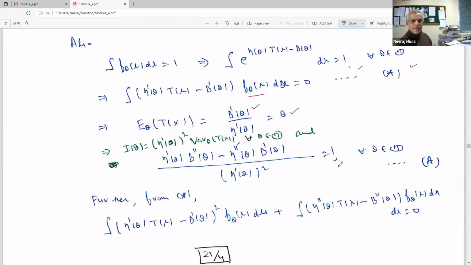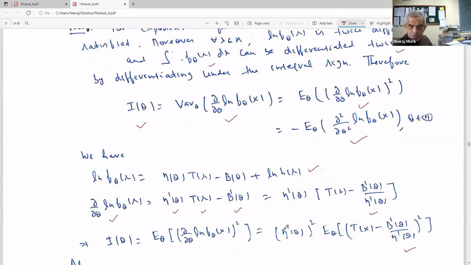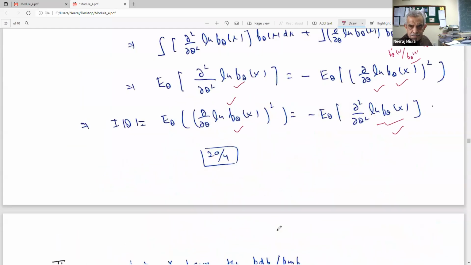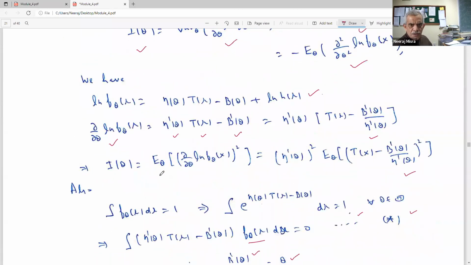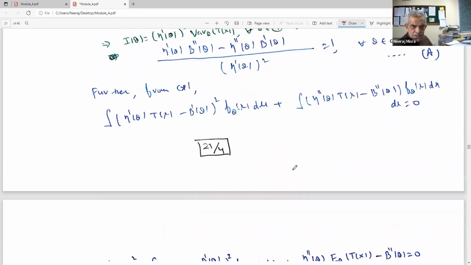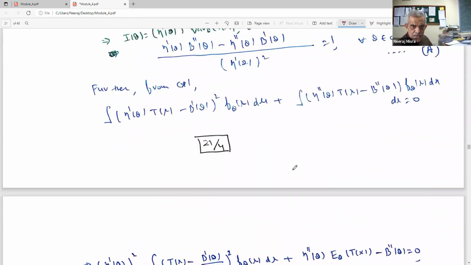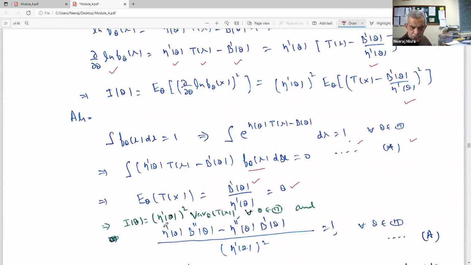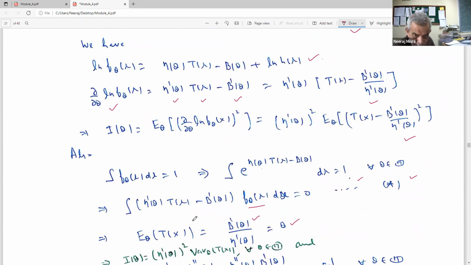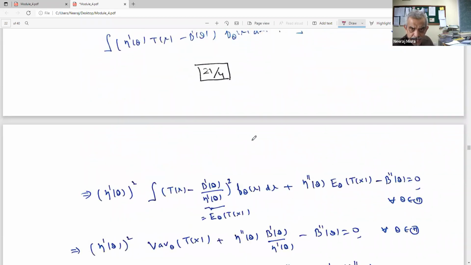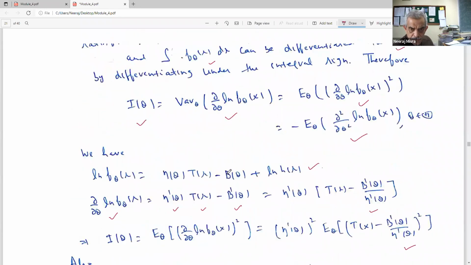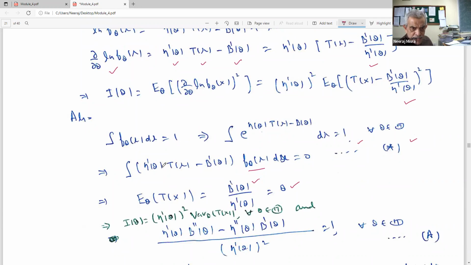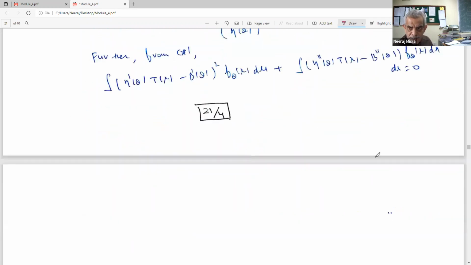So now I see from star that the integral of (η'(θ)T(x) − b'(θ)) f_θ(x) is 0. So I differentiate this quantity star once more, because the derivative would again be 0. When I differentiate, I keep this as it is and differentiate the other. f_θ(x) comes, and then η'(θ)T(x) − b'(θ) comes, so that comes as this square times f_θ(x). Then I take this as a function and the derivative of this, that is η''(θ)T(x) − b''(θ), times f_θ(x) dx, is 0 for every θ.